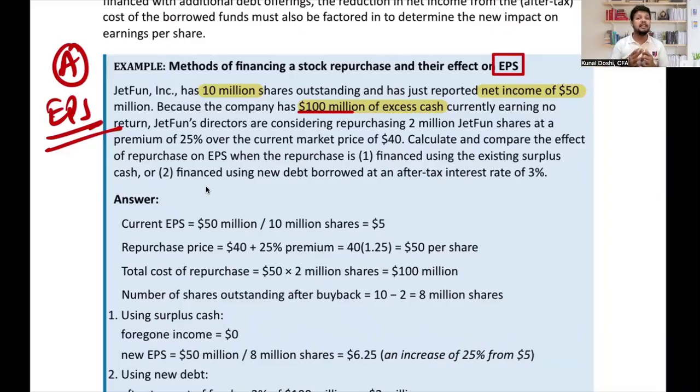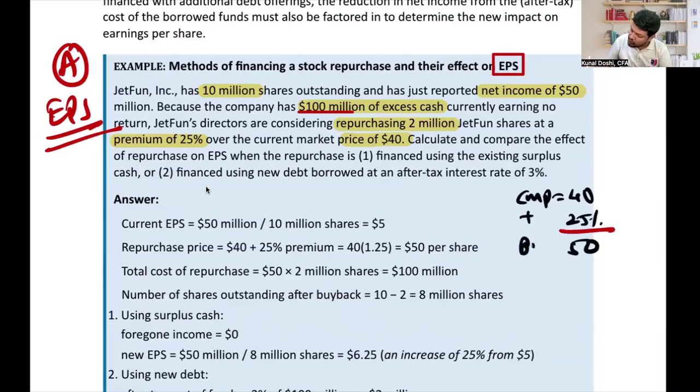$245 billion. So here the company has 100 million of cash which it can utilize for buyback. Correct? Now, the company's directors are considering repurchasing shares at a premium of 25% over the current market price of 40. So the current market price is 40 plus a premium of 25%. So the company is going to take the shares at 50, correct? That is going to be my buyback price.